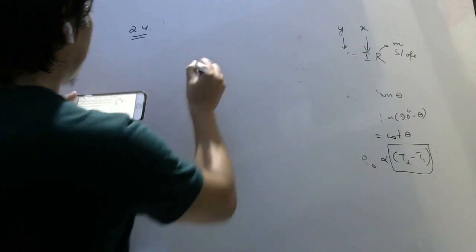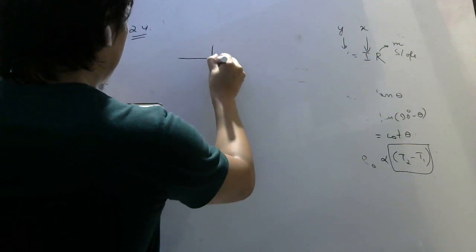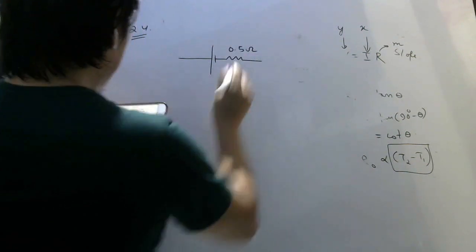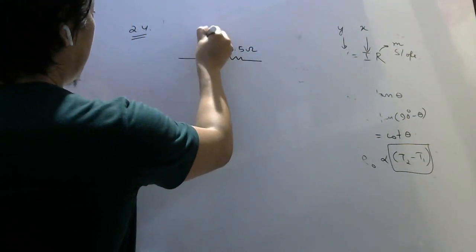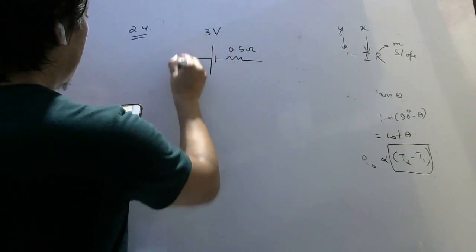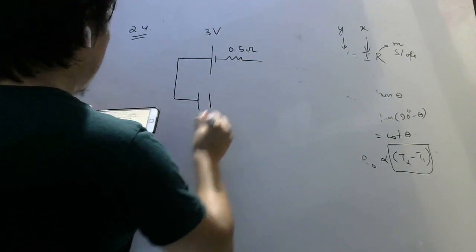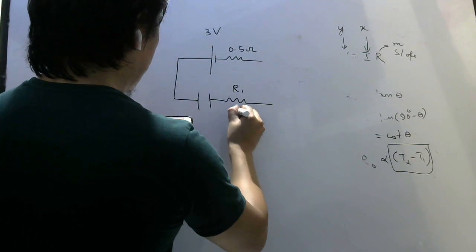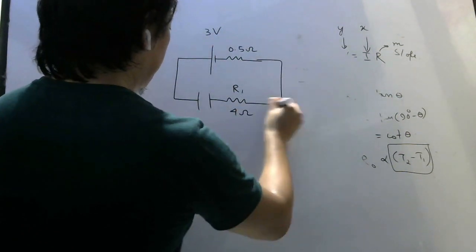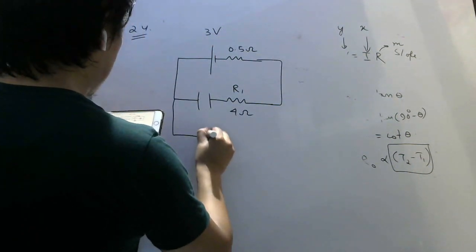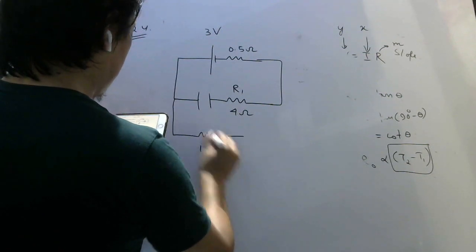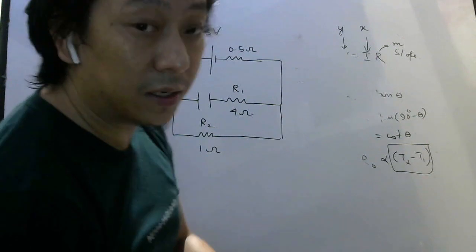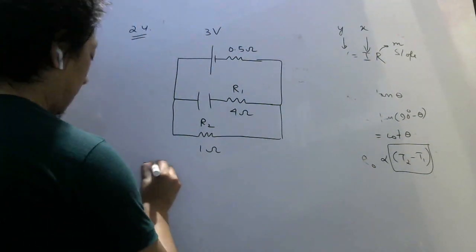In steady state. So here there is a battery. Here there is a resistance 0.5 ohm. Voltage of the battery is 3 volt. Here there is a capacitor. Here there is R1 which is 4 ohm. And here 1 ohm R2. Now in steady state they are asking.